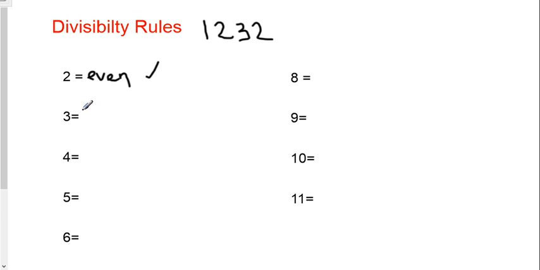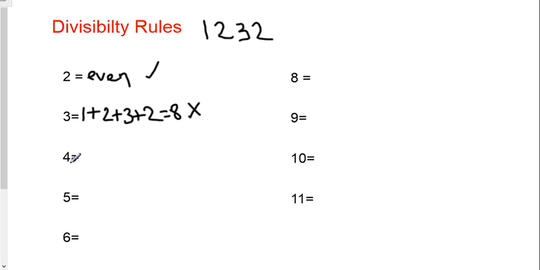Well, the way you're going to check that is this. You're going to add up the digits. 1 plus 2 plus 3 plus 2. And what do you get? Well, you get 5, 6, 7, 8. Is 8 a multiple of 3? If 8 is a multiple of 3, then it is divisible by 3. And in this case, it's not, so it's not divisible by 3.